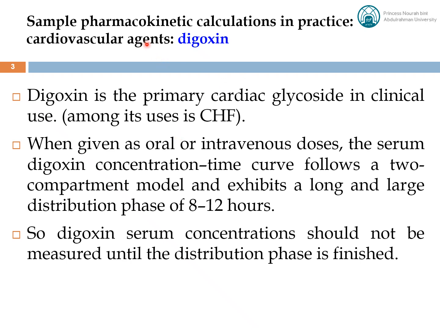Now we will start with the sample pharmacokinetic calculations in practice for the cardiovascular agent digoxin. Digoxin is the primary cardiac glycoside in clinical use. Among its uses is the treatment of congestive heart failure. When given orally or intravenously, the serum digoxin concentration time curves follow two-compartment modeling, rather than one-compartment modeling.